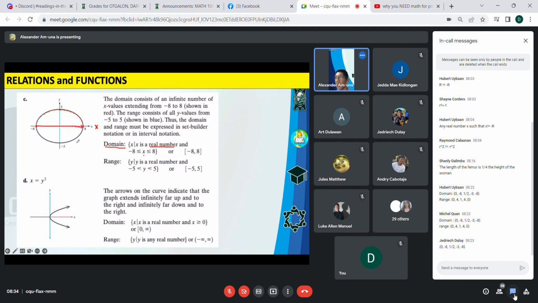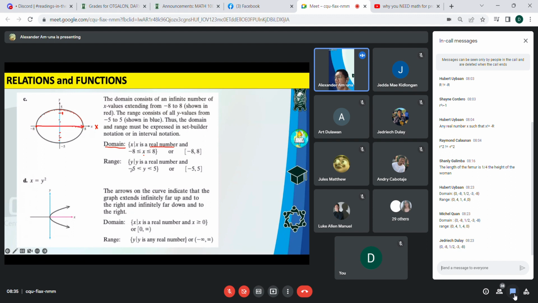Ganon din. We cannot enumerate all the values here in your y. Halimbawa dyan, 5 and let's say this one is 4. Oh, what are the values between 5 and 4? Ang dami-dami niyan. Okay? So you can have 4.1, 4.2, 4.3. How about 4.11, 4.12, 4.13? How about 4.01, 4.02? How about 4.001, 4.002, and so on? So we just described now the range. So as you can see, the range, okay, starts from -5 until 5.